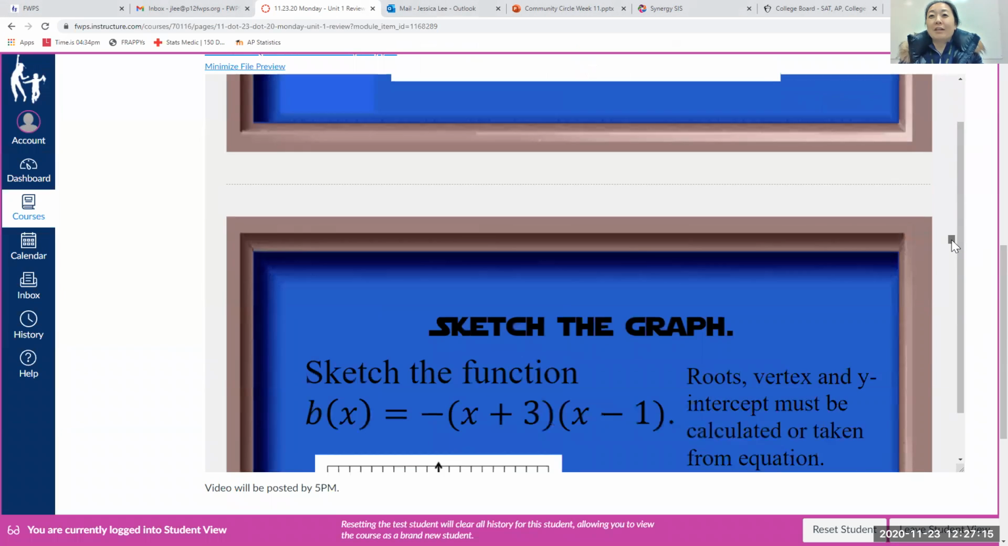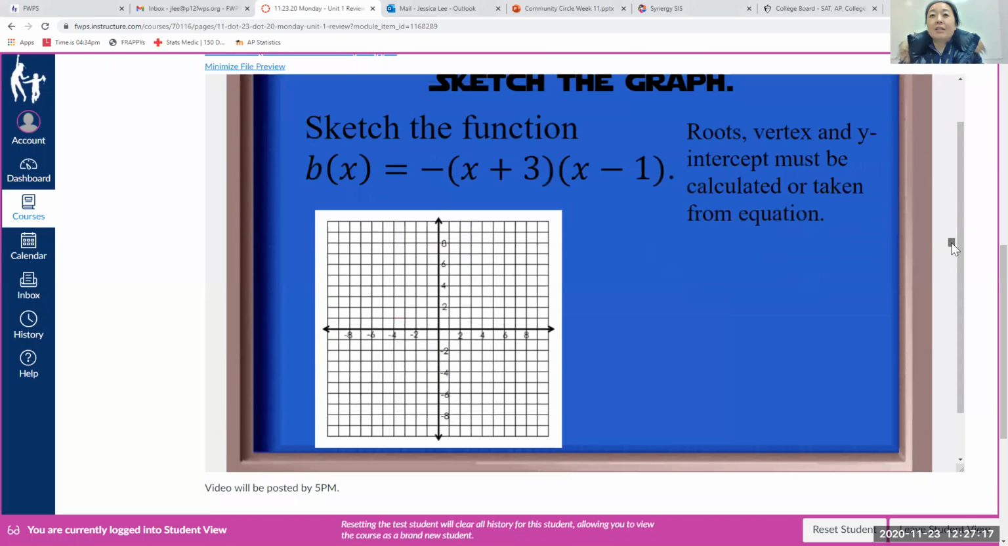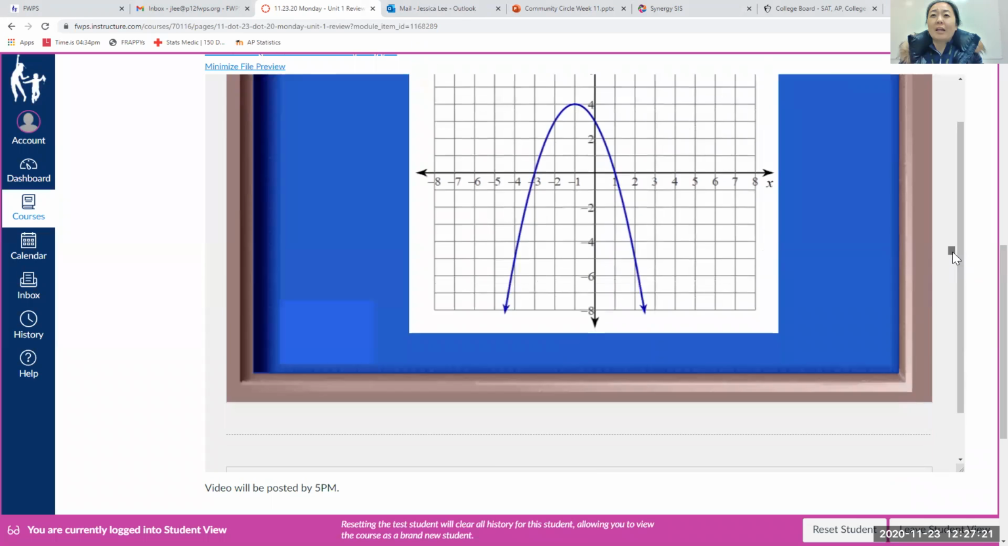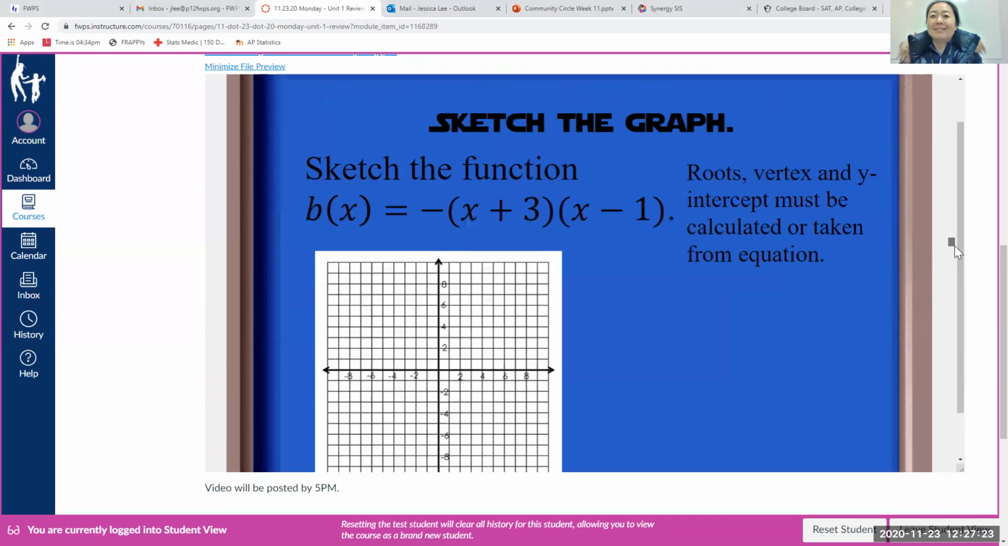All right, so now we're going to go on. Now we're going to sketch the function. Oh, we already did this one in class, so I'm just going to skip that. Or did I need to do it again? Let me just do it, just in case.